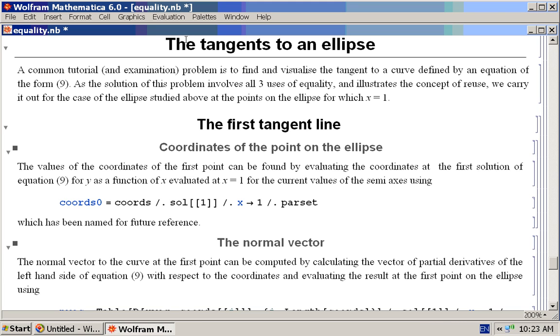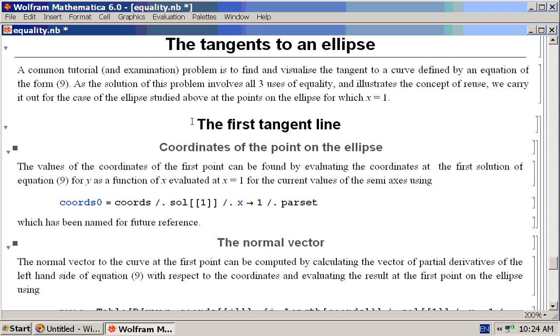Okay, so we've now seen the three ways that we use the concept of equality, and now we're going to apply this to a slightly more challenging problem, which is to draw the tangents to our ellipse at the point where x equals 1, and this is going to illustrate all three concepts.